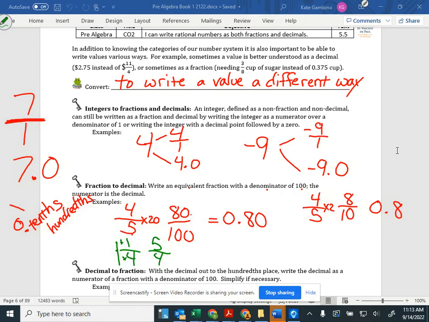what's my next step? Emily? Multiply 5 by 25. Why am I going to multiply it by 25? Because 25 times 4 is 100. So whatever I do to the denominator, I do to my numerator. 5 times 25 is 125. What do I do next?